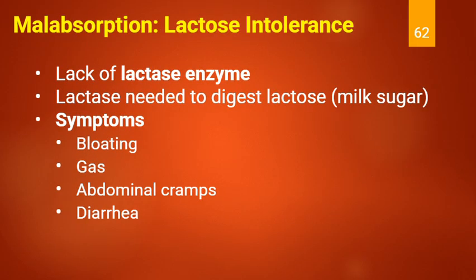Lactose intolerance occurs when the body does not produce enough lactase, the enzyme needed to digest lactose found in dairy products. When lactose cannot be broken down, it remains in the intestine and draws water into the bowel. Bacteria in the intestine also ferment the lactose, producing gas. This process leads to symptoms such as bloating, gas, abdominal cramps, and diarrhea. Many patients improve when lactose-containing foods are reduced or eliminated from the diet.